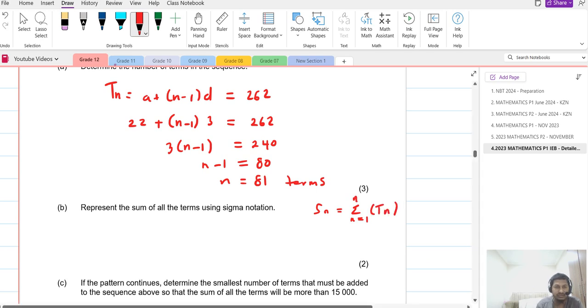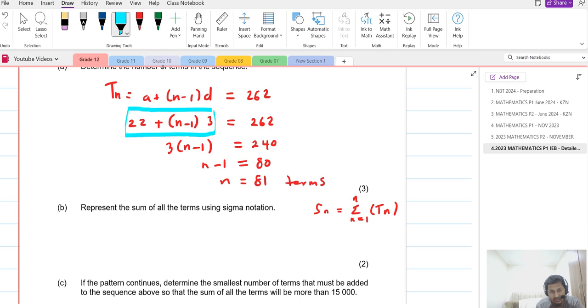Oops, we should have worked out the Tn formula here, but we know what the Tn formula is. This is the Tn formula. So that's 3n minus 3, and 22 minus 3 is 19. So 3n plus 19. Now we represent the sum of all the terms using sigma notation. So S81 is equal to the sum from n equals 1 to 81, not 41, there are 81 terms, of the Tn formula. What's the Tn formula? 3n plus 19.